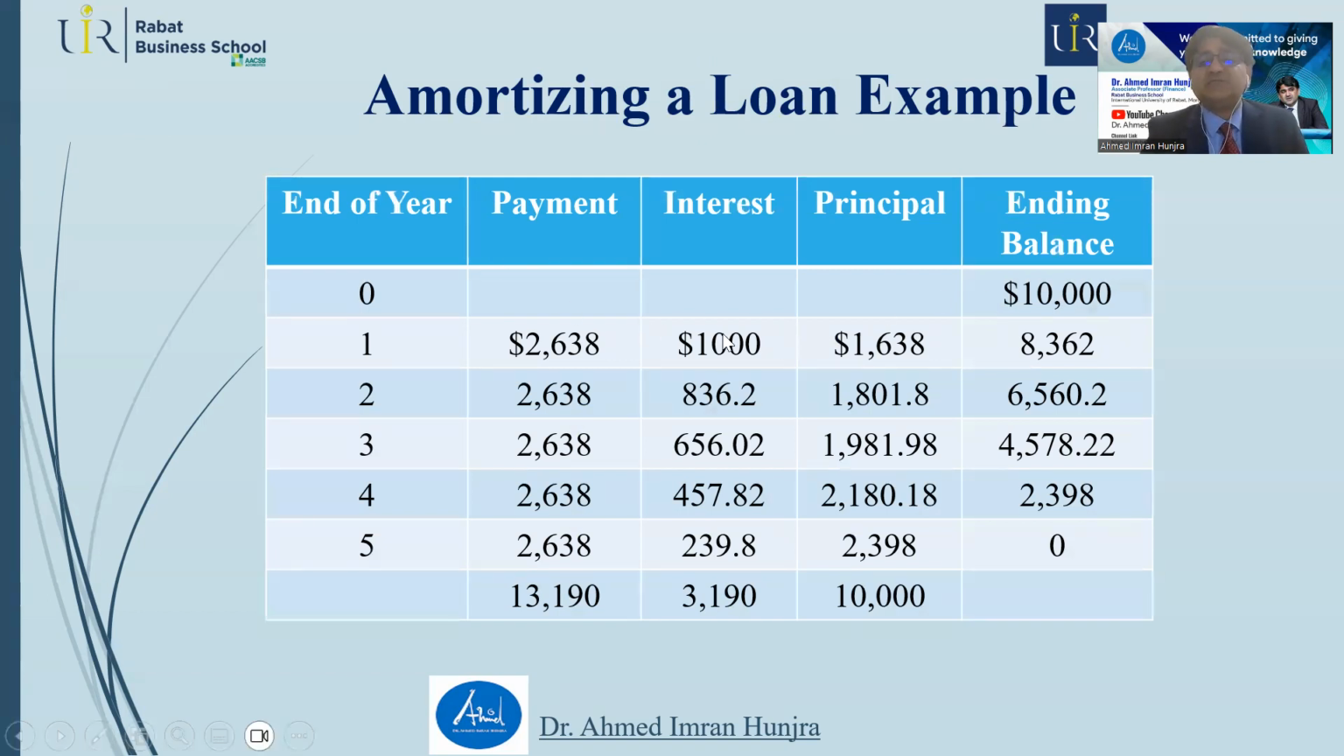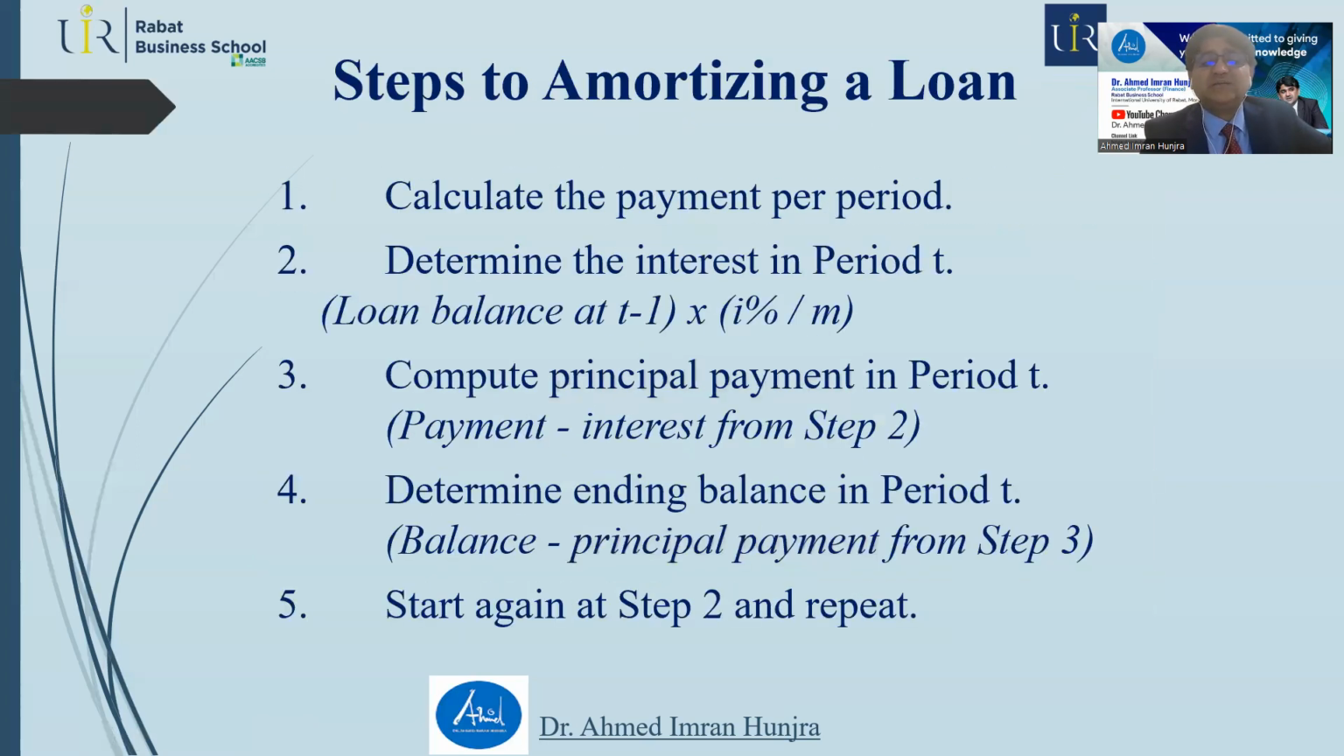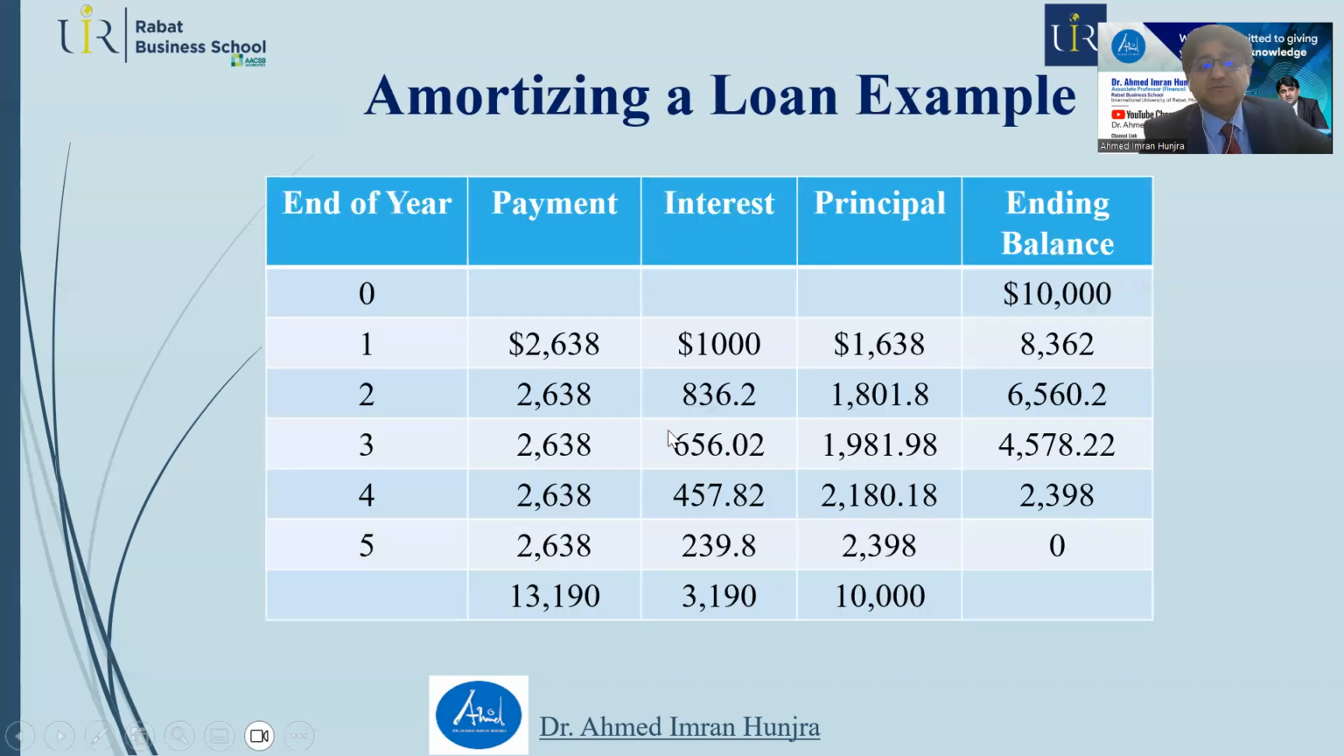Interest payment, how can I find the interest payment? Last time period ending balance, multiplied by the interest rate. So it's 1,000. So the third step is to find the principal amount. How can I find the principal? Payment minus interest. So how much have I paid? 2,638. How much have I paid in interest? 1,000. How much is remaining? That is 1,638. That is the principal amount. And this is the third step.